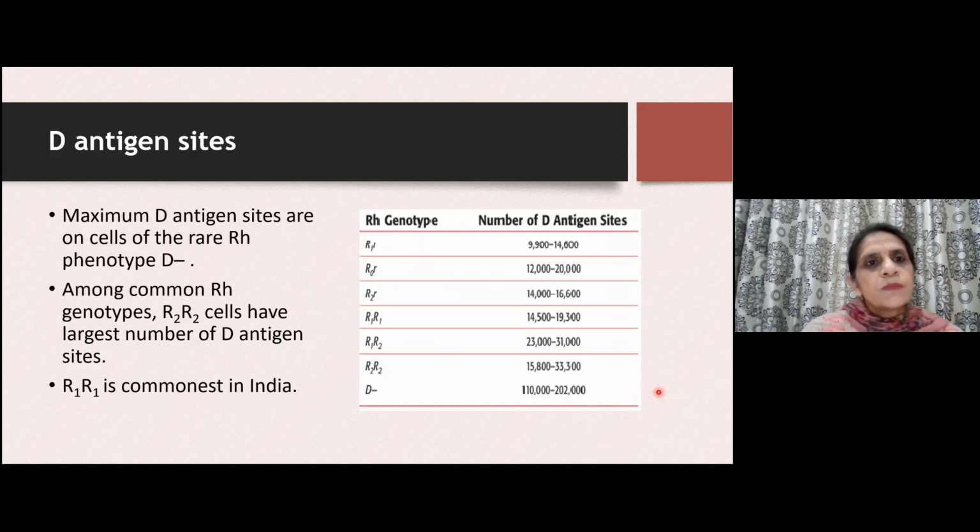If we look at the number of D-antigenic sites, which can be quantitated by flow cytometry, the maximum number of D-antigenic sites is on the rare D-dash-dash phenotype. This is also known as elevated D. Nearly 1 lakh to 2 lakhs of the population in India is R1R1. R1R1 has around 15,000 to 20,000 D-antigenic sites, whereas R2R2 has a good number of D-antigenic sites besides that.